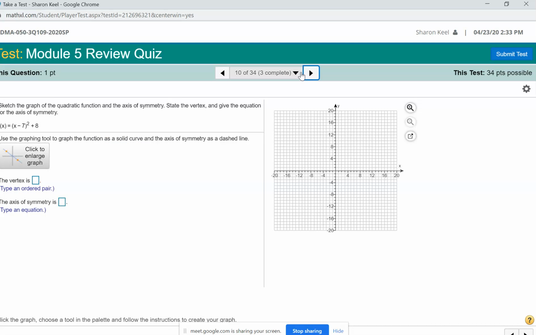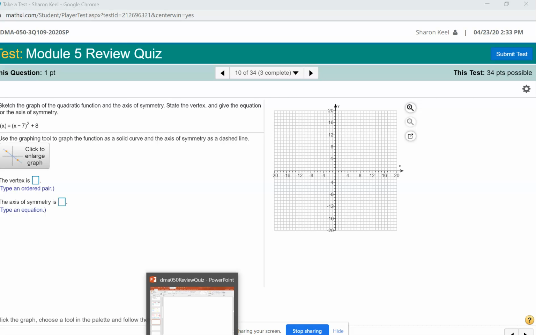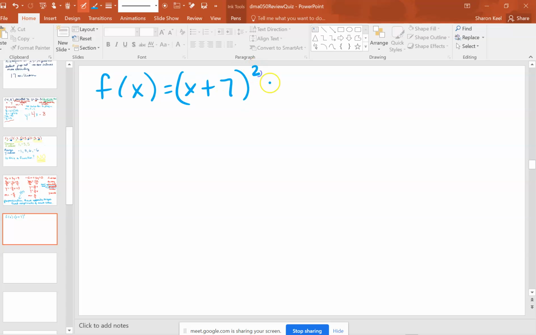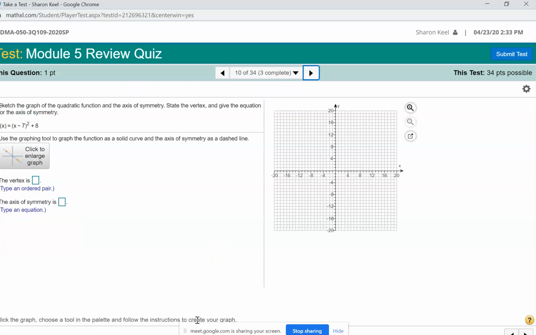Sketch the graph of the quadratic function and the axis of symmetry. State the vertex and give the equation of the axis of symmetry. Okay, so let's write down our equation. x minus 7 squared plus 8. x plus 7 squared minus 8. No, plus 8.